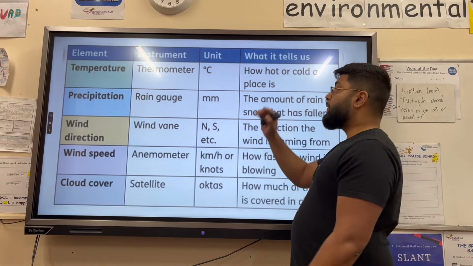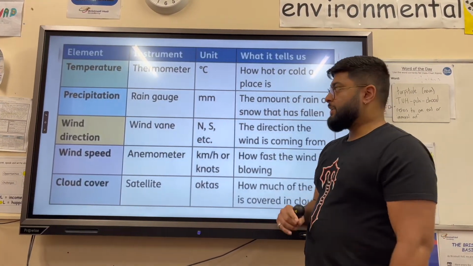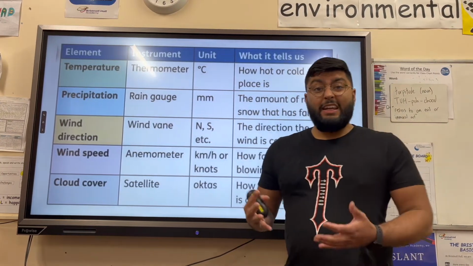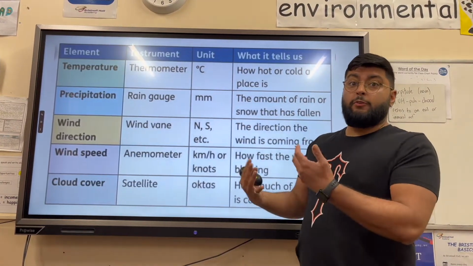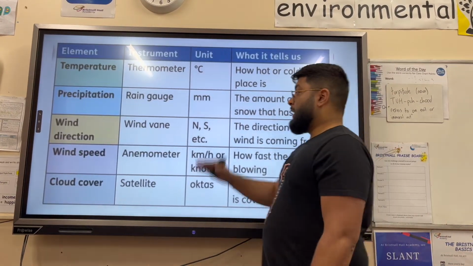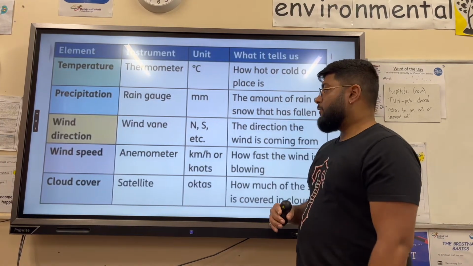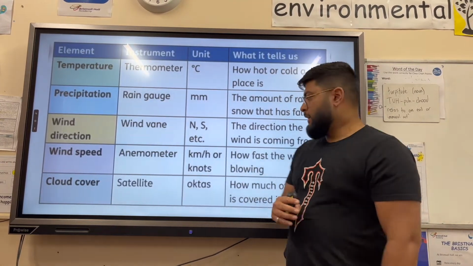Here's how we do it. So with temperature, we use a thermometer and the units are degrees Celsius. For precipitation, we use a rain gauge, which is essentially a bucket with a ruler on it to measure how many millimetres of rainfall we get in a place. Wind direction, we use a wind vane. You sometimes see these on top of people's houses. They show what direction the wind is blowing from.